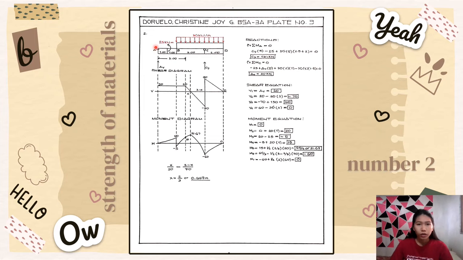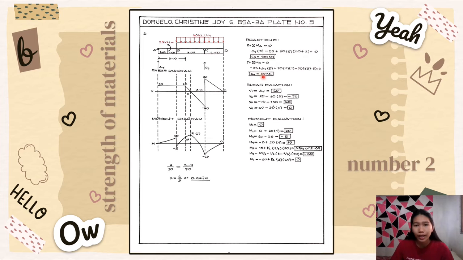So let's proceed to number 2. For number 2, we have the figure here. We have 25 kilonewton meter and 20 kilonewton meter. So let's proceed to the reactions. Summation of MA is equal to 0. CY times 5 minus 25 plus 30 times 5 times 2.5 plus 2 is equal to 0. So the final answer for our CY is equal to 180 kilonewton.